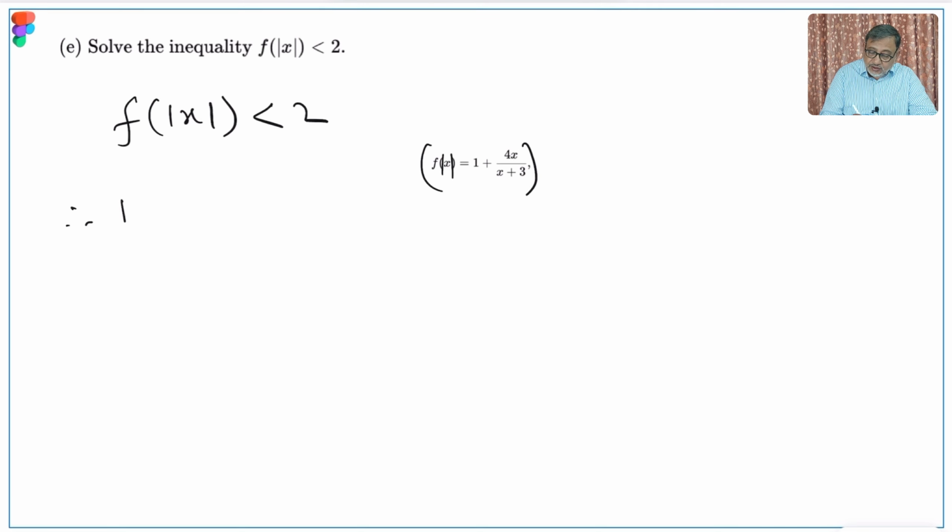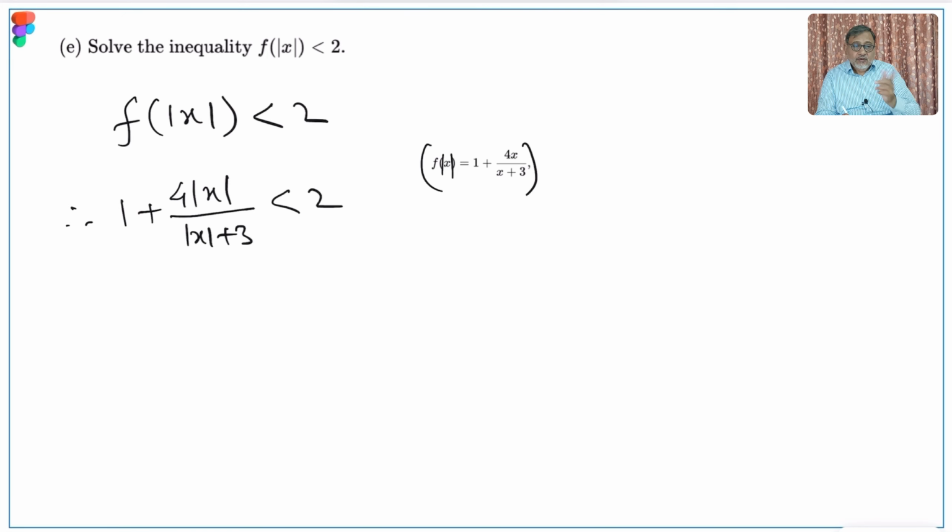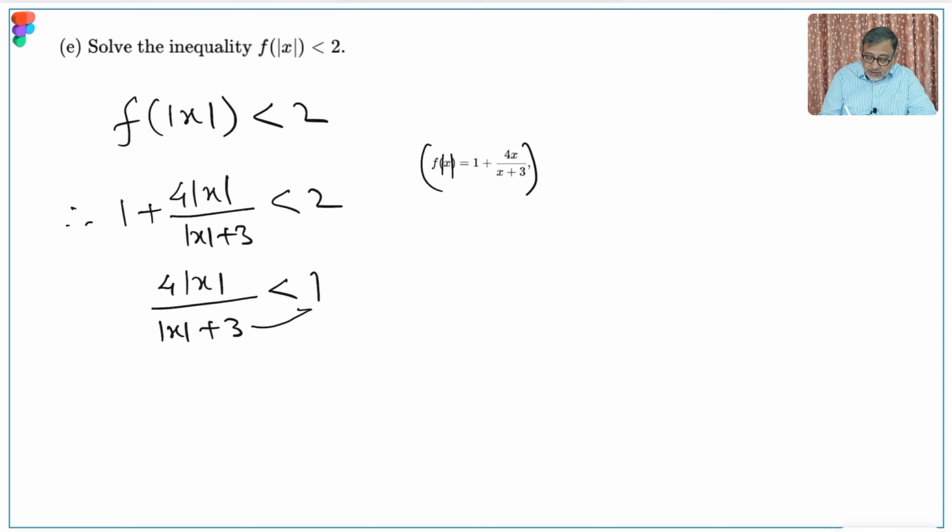So therefore 1 + 4|x| / (|x| + 3) < 2, right. Now I'll move 1 there. So 2 − 1 is 1. So 4|x| / (|x| + 3) is less than 1. Now this goes there. So 4|x| is less than |x| + 3.